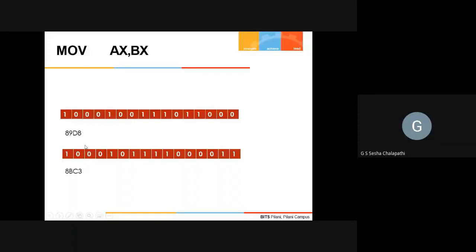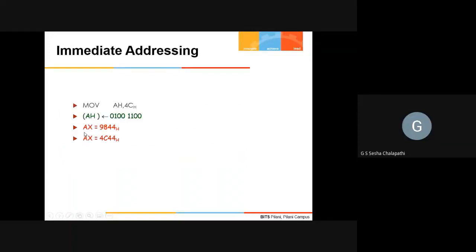It will have two different machine codes for the same. Now for the immediate addressing mode, the immediate addressing mode will have a slightly different instruction template. So let us say we have an instruction MOV AH, 4Ch. Please remember that AH is an 8-bit register and 4Ch is an 8-bit value that you want to move.